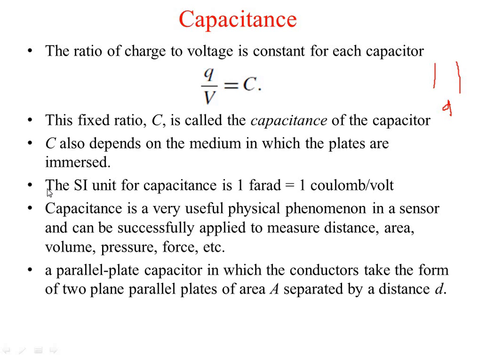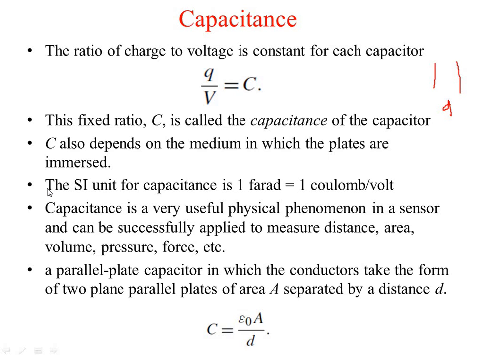So for a parallel plate capacitor having a plate area A and distance D between the two plates, you can get the capacitance C equal to epsilon 0 into A by D.